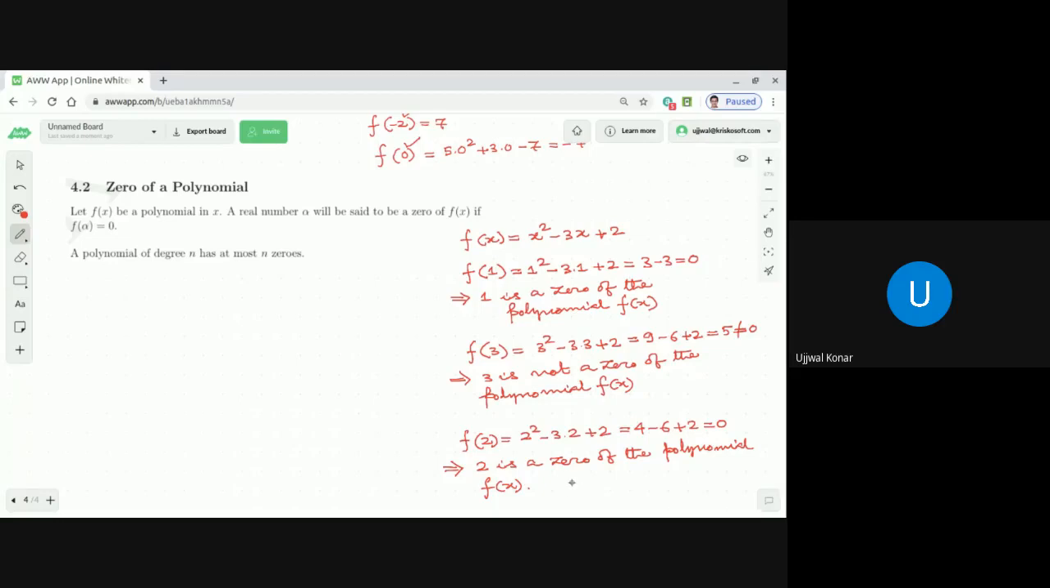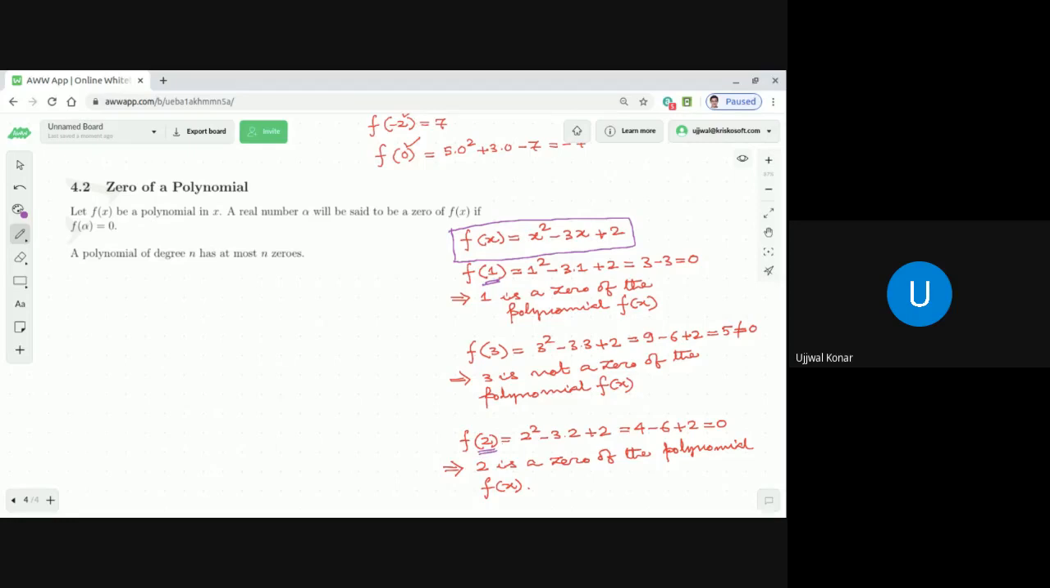So now there is an obvious question. You can ask, sir, how many zeros of a polynomial are possible? That depends on the degree. If we get a polynomial of degree 2, we will have 2 zeros. What is the case here? f(x) equal to x square minus 3x plus 2 is a polynomial of degree 2, so it has 2 zeros. One zero is 1 and another zero is 2.